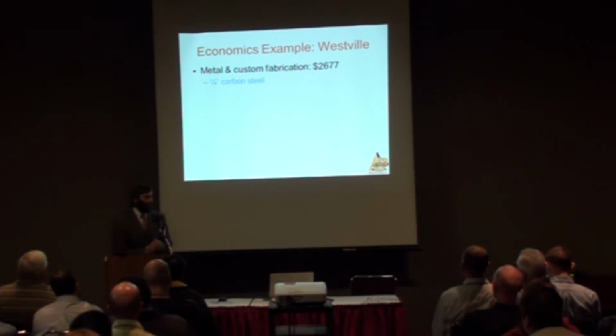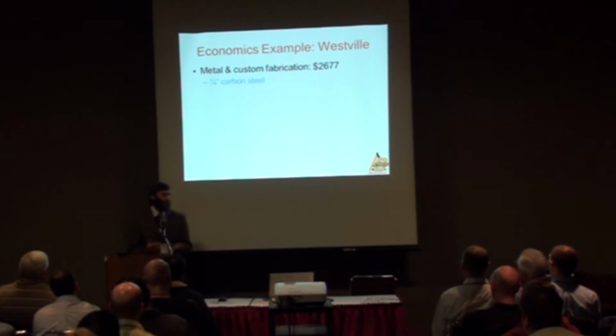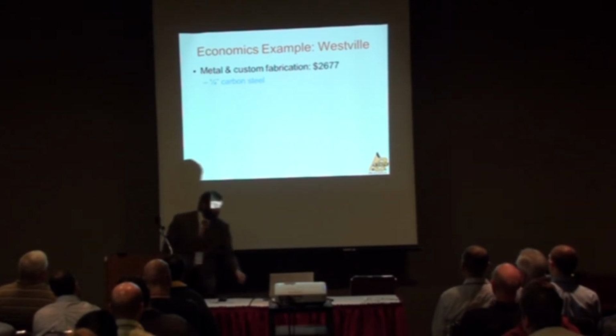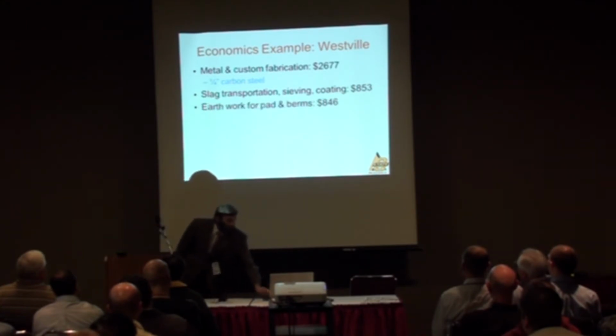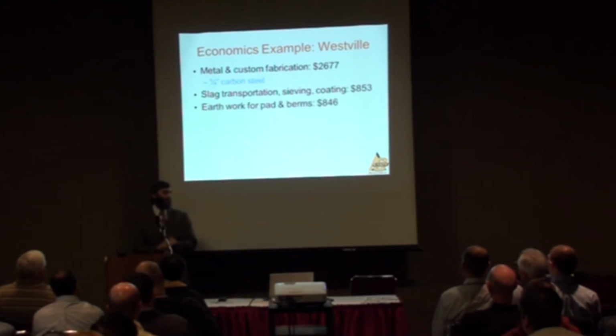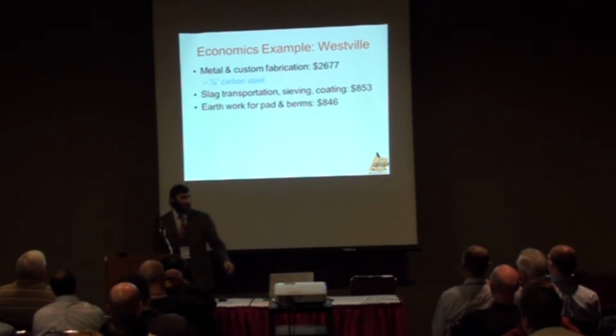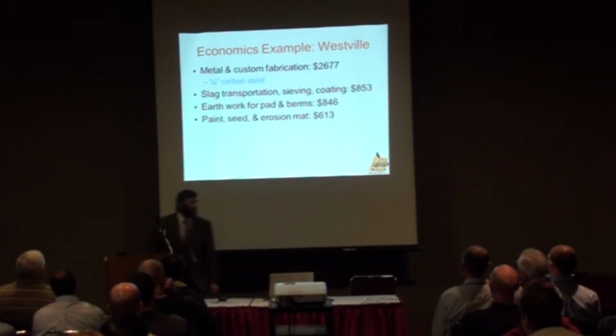So with the metal, it was 1/4-inch carbon steel. It was custom made by a fabrication shop in Stillwater. That cost about $2,600. The slag transportation, the sieving, and then the treatment of it was nearly $900. Earthwork, we hired a contractor out for doing earthwork to make the pad and then build the berms. Another $900 nearly. The paint, the seed, erosion mat, and materials, about $600.